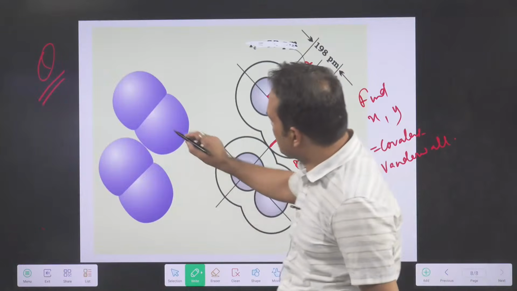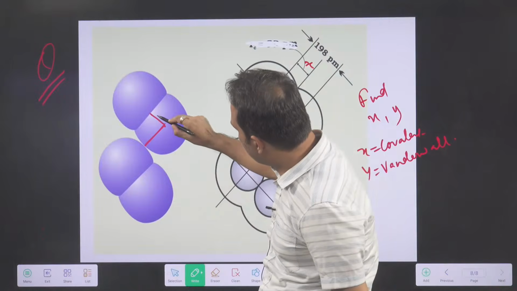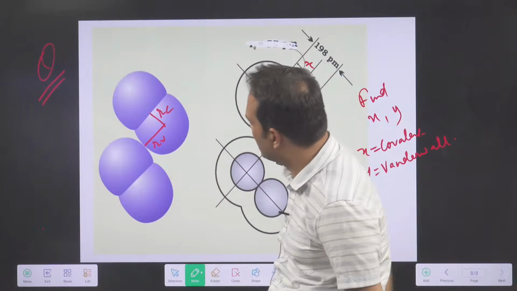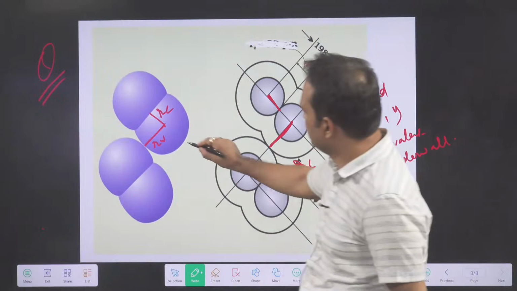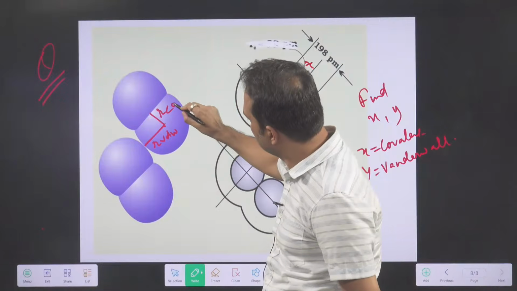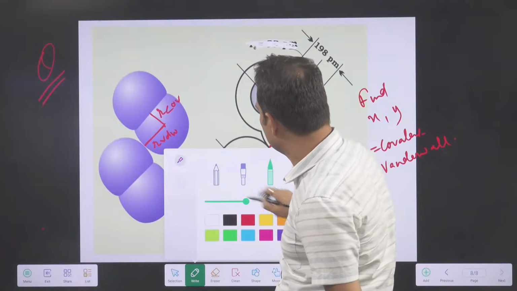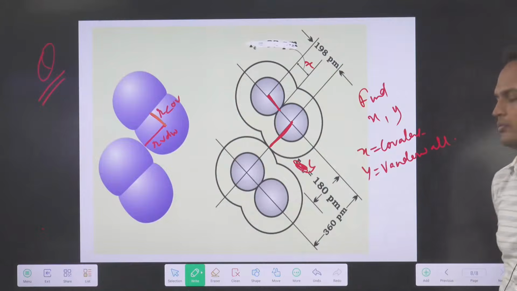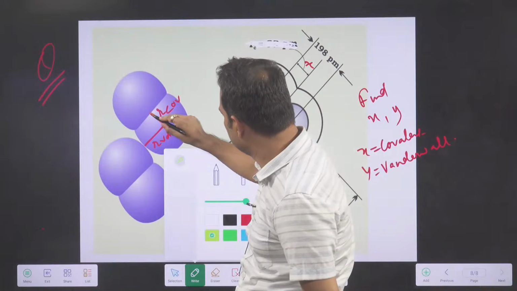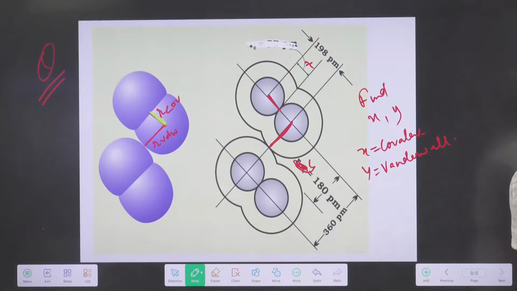We can also ask you like this from here. From here to here which distance is there, and from here to here which distance is there. So you can say this is covalent and this is what? Van der Waals. That is covalent, this is van der Waals. You can think like this. So that's all.